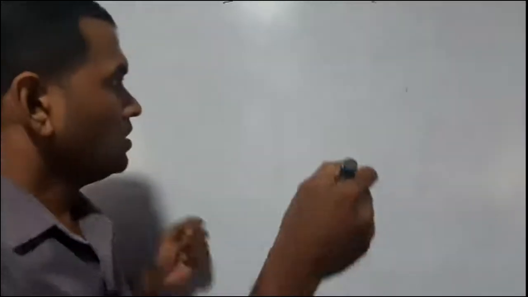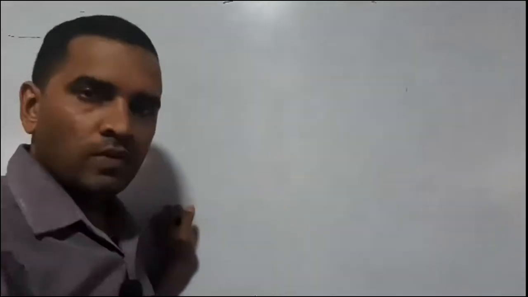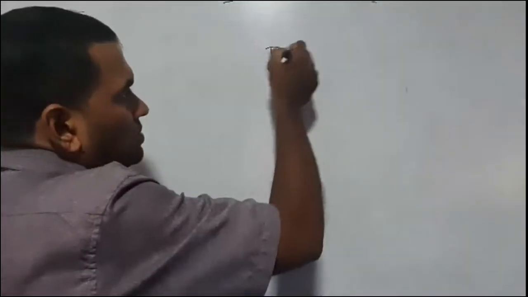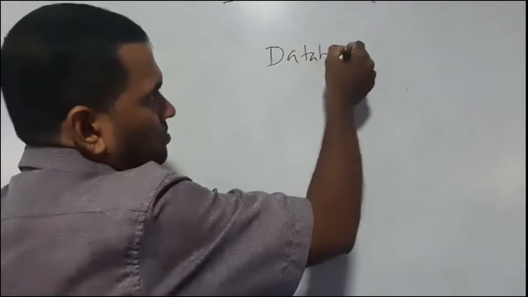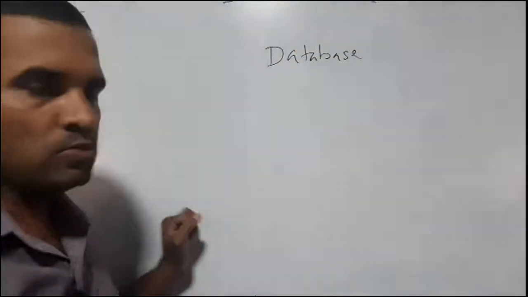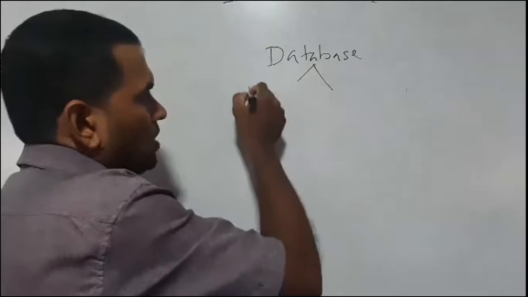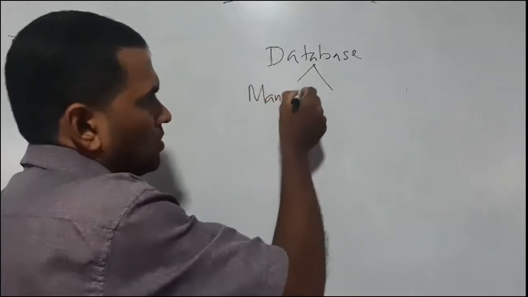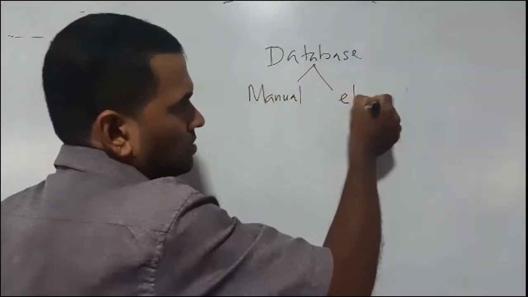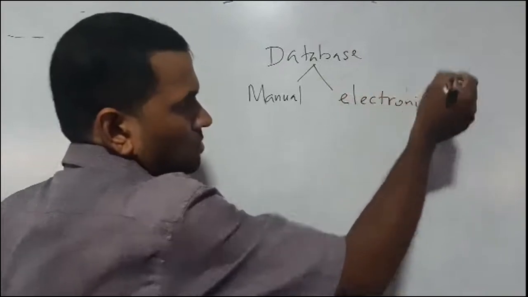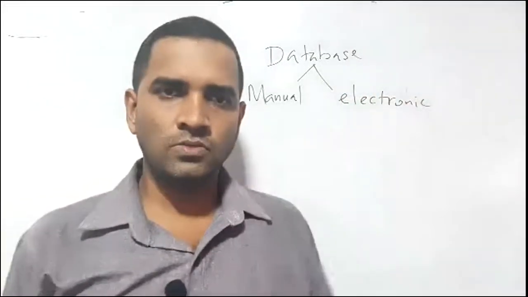So far we have studied, or we have completed, all the backgrounds, all the basic things related to database, right? So let's take the things which we discussed earlier. At the beginning, we started off with the term database, right? We all know that there are two types of databases: manual database and also electronic database, right? So these are two databases.